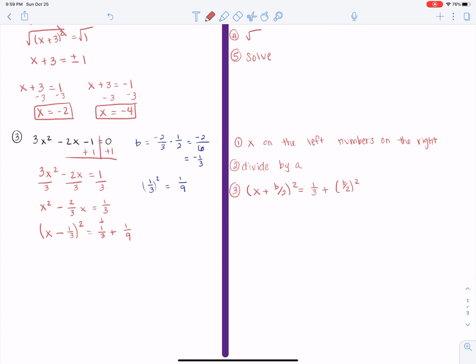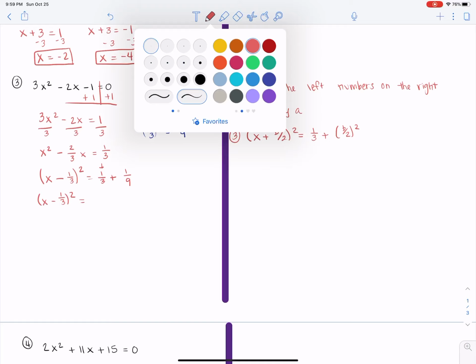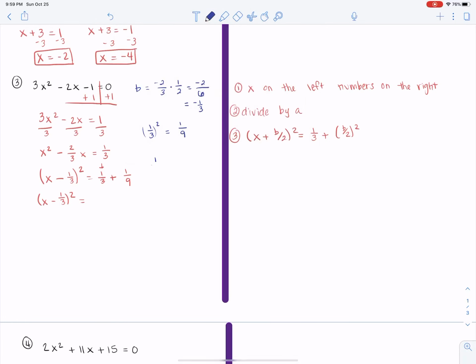Okay, now simplify. So x minus 1/3 squared equals, in order to do 1/3 plus 1/9, I need to first change 1/3 into ninths. So 1/3 equals, if I want to change it to something over 9, 3 times 3, so 1 times 3, 3/9. And 3/9 plus 1/9 is 4/9. Okay? All right, now, step 4, square root.